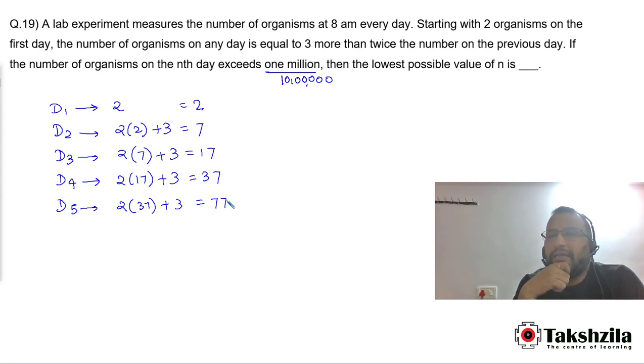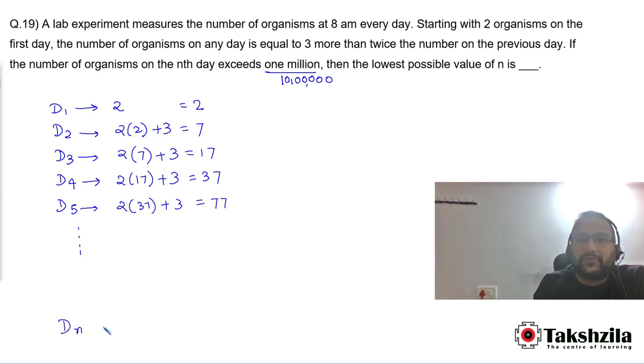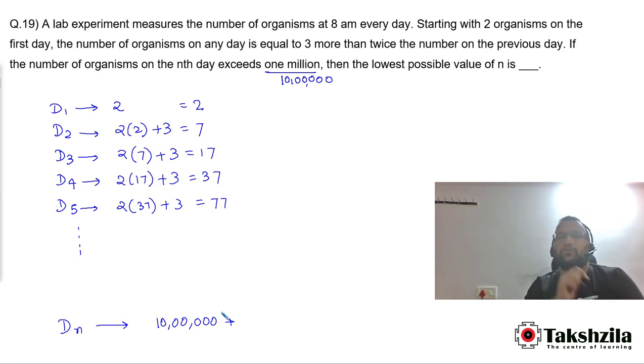One thing you can see here is that plus 3 will not affect that much in front of multiplication by 2 in the later stages, but in the initial stages that plus 3 will affect a lot, and so on. We need to continue like this, and on day n the total number of organisms is supposed to be 10 lakh plus. So what we can observe here is that plus 3 will matter in the initial days, but in the last days plus 3 will not matter a lot because plus 3 is a very small, negligible number. So hold on.